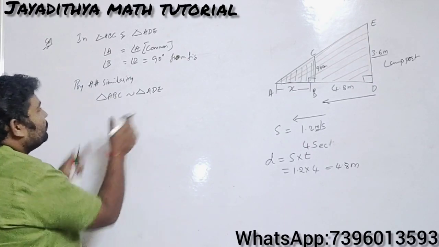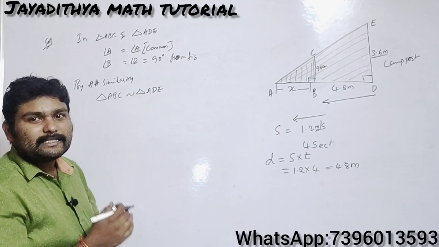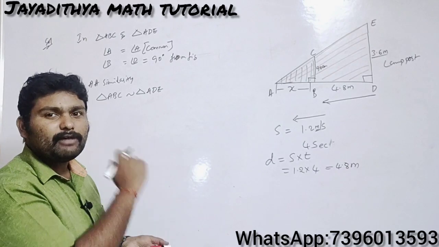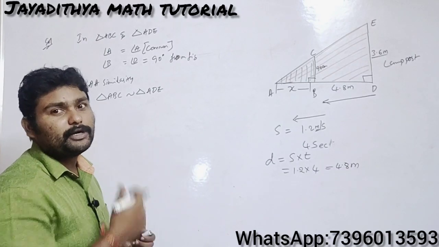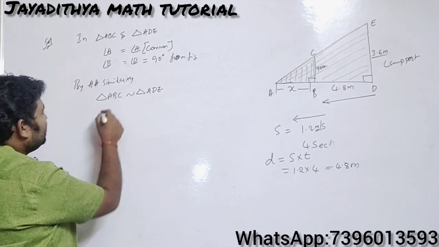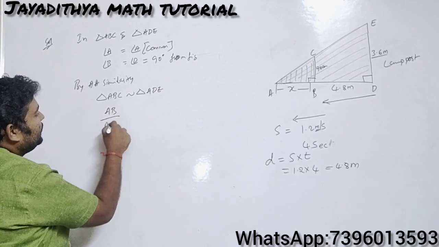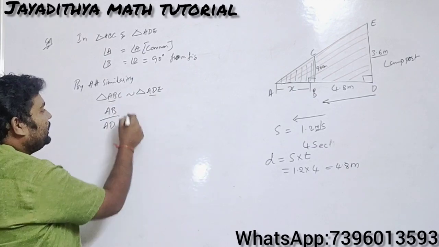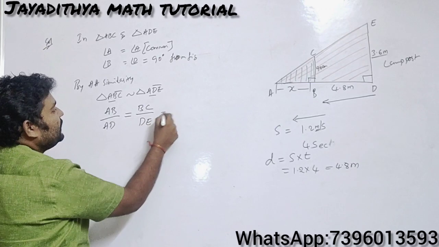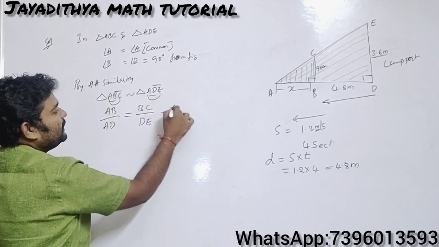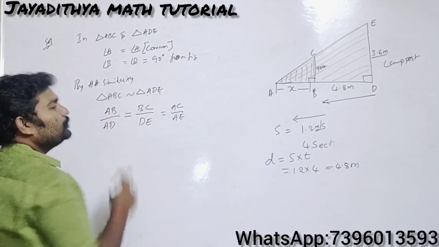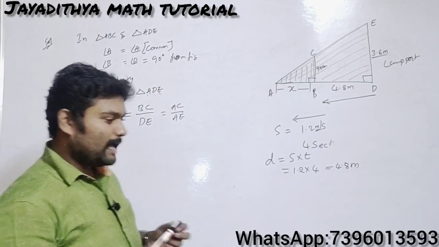Okay. So see here, we have written two triangles are similar. If two triangles are similar, what can we take as the result? Corresponding angles will be equal, and the ratios of corresponding sides will be equal. Here we need the ratio of corresponding sides. So I am taking like this, AB by AD equals BC by DE, which also equals AC by AE. If you draw like this, it will be easy for you to understand what the corresponding sides are.